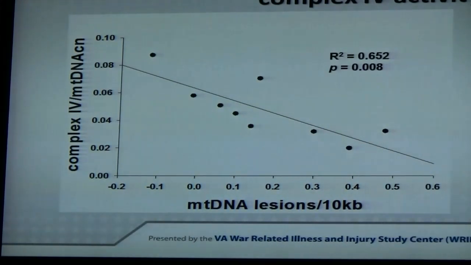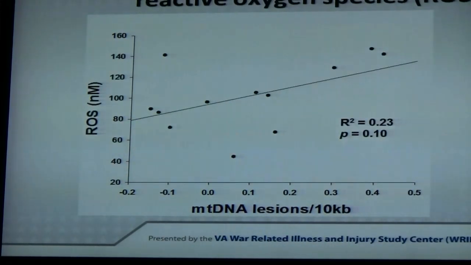Like complex 1, complex 4 also demonstrates that the more mitochondrial DNA lesions present, the less enzyme activity. We also looked at a plasma reactive oxygen species analysis, because, as Dr. Bowen mentioned, oxidative stress is present. Obviously, that's related to mitochondria, which both generate and are damaged by oxidative stress. We see a non-significant, albeit a trend, for mitochondrial DNA lesions, such that the more lesions, the increased amount of reactive oxygen species.